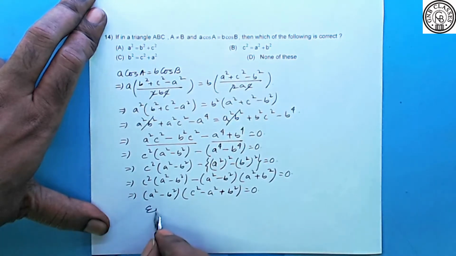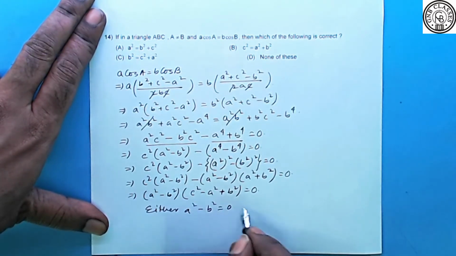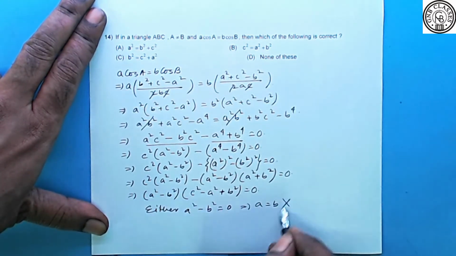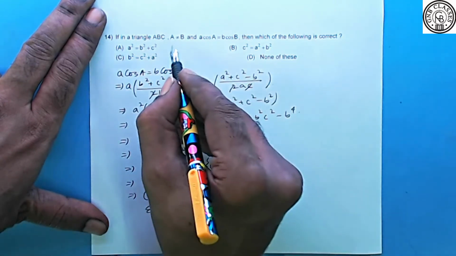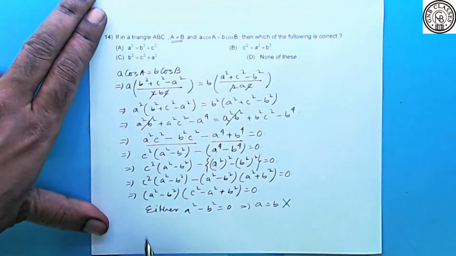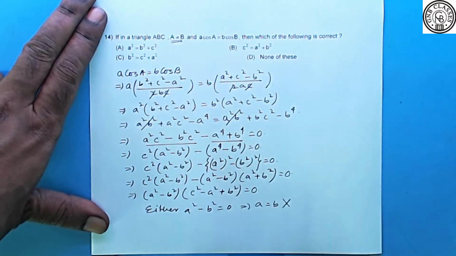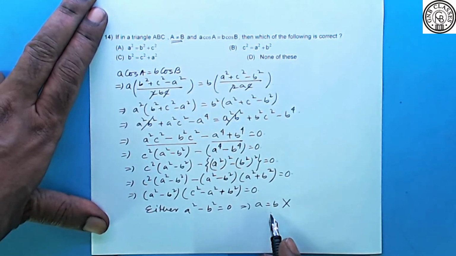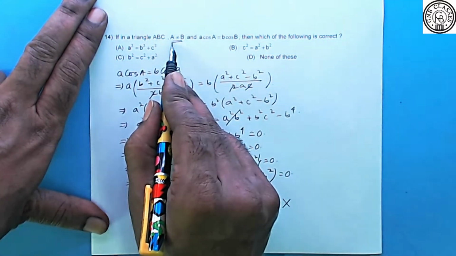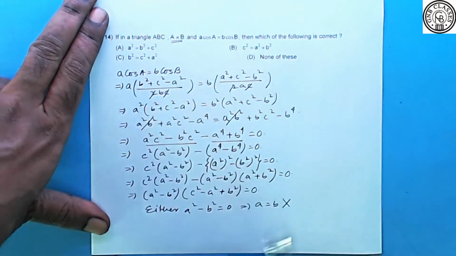Is it clear? Now either a square minus b square is 0 implies a is equal to b, but a cannot be equal to b because they have already said that angle A is not equal to angle B. We know that the angles opposite to the equal sides are equal. If a equals b, then capital A must be equal to capital B, because capital A is the opposite angle of side a and capital B is the opposite angle of side b. So they cannot be equal since they have said that angle A is not equal to angle B.